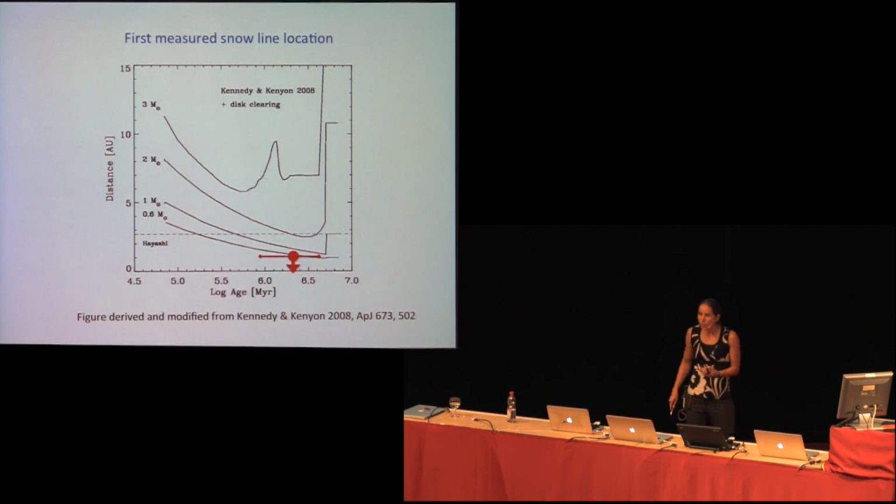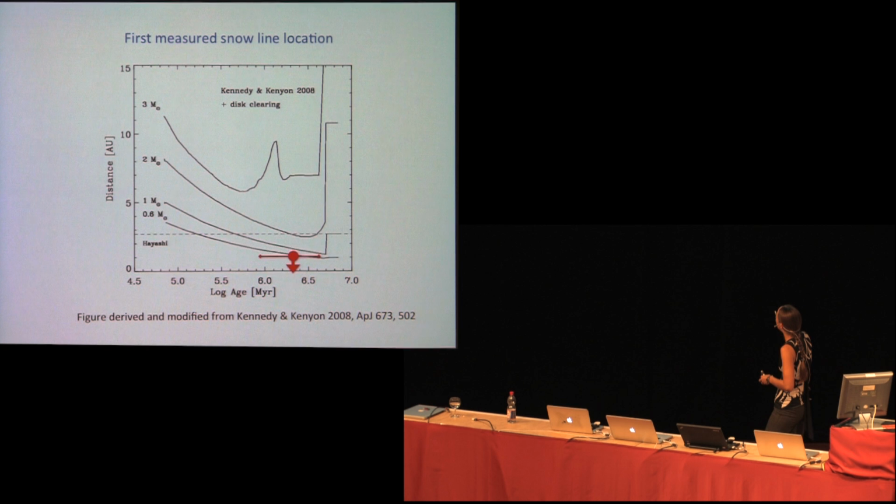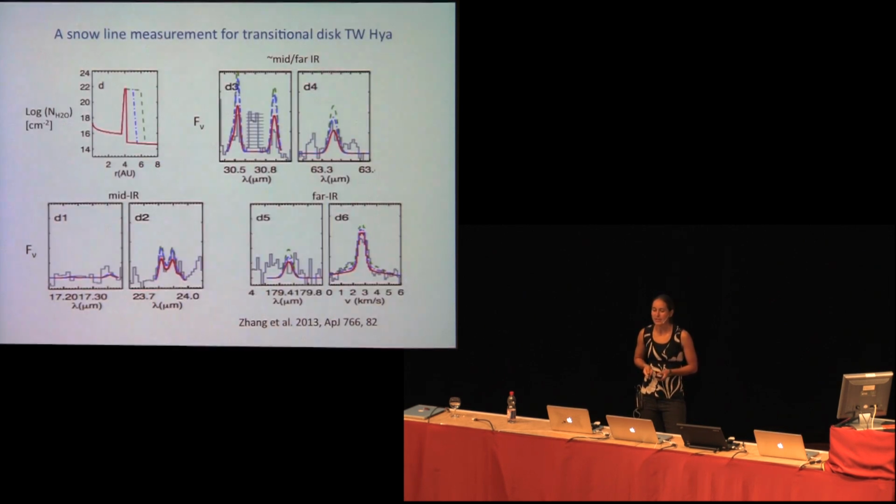So we can now place our first measurement of the snow line on this kind of plot. And I should point out that what we saw was a surface snow line, and so you can think of that as an upper limit on the mid-plane snow line. But roughly speaking, it's somewhere in the ballpark of where we'd expect it to be. Perhaps if you're talking about a one solar mass star, maybe it's a little small. But I think we're in the very early stages of really investigating this.